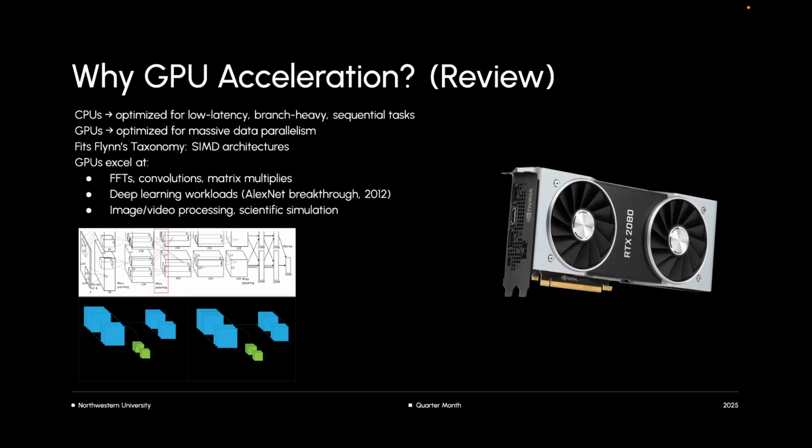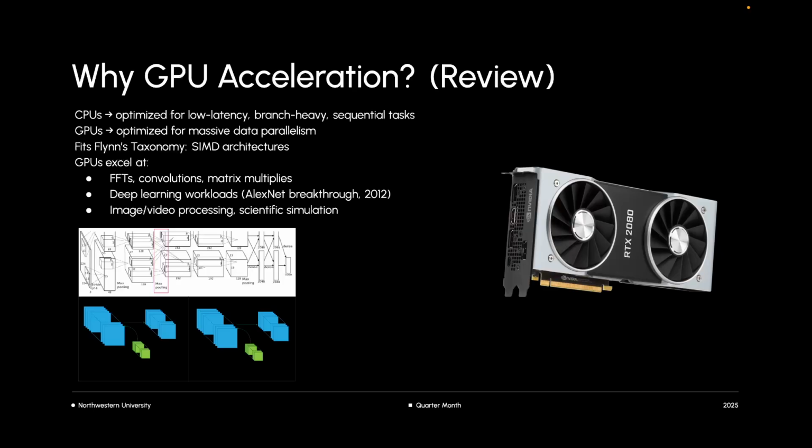And in terms of Flynn's taxonomy, both devices correspond to a single instruction multiple data architecture, because practically every modern CPU, as you know, has multiple cores. So this would correspond to the multiple data. And GPUs as well, obviously, we just mentioned they have a ton of cores.